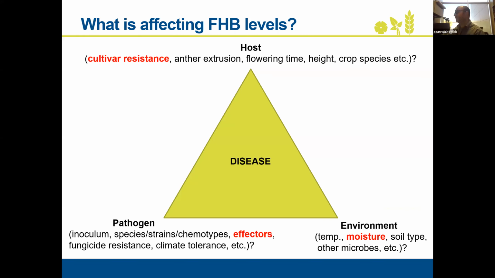So these interactions are actually quite complex. On the pathogen side, what the inoculum levels are, what the species and strains are, what types of toxins they're making, or what the chemotypes are. If they have resistance to the fungicides, if they have tolerances to different types of climates, if they prefer drier conditions or wet conditions, depending on the species or strain, all of these things will be driving the evolution of the pathogen and the success of this pathogen system as a disease.